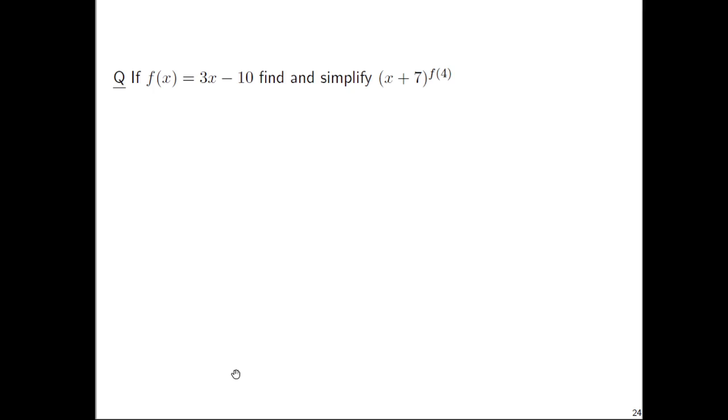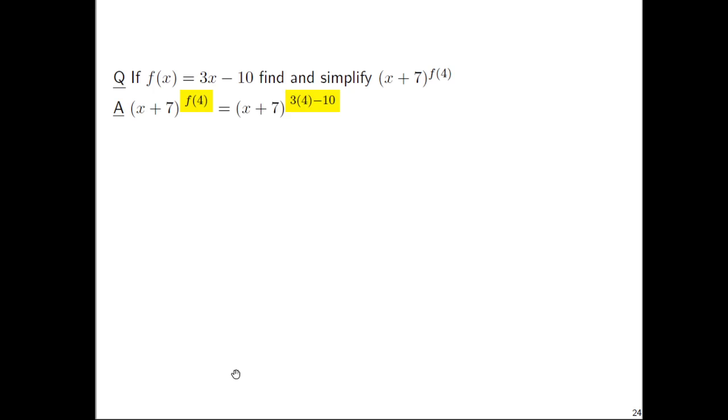So let's look at this. If we have the function f of x equals 3x minus 10, let's find and simplify quantity x plus 7 raised to the f of 4. What? Raised to the f of 4? Yeah, all we want to do is take this x plus 7 quantity to the f of 4, and start by simplifying f of 4. Let's not overthink this, right? I've highlighted this in yellow to say the x plus 7 in parentheses part, we're not touching it.